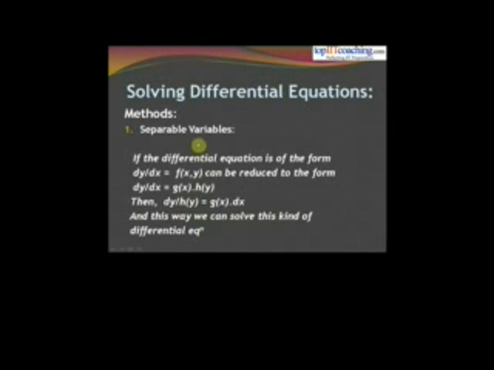So in the method of separable variables, we have dy by dx equal to some function of x into some function of y. This can be separated, and the function with y can be brought to the side of dy and the function with x can be brought to the side of dx. So we have separated this into two parts, one part comprising y with dy and the other part comprising x with dx. Let's try to solve an example that will throw more light on this.